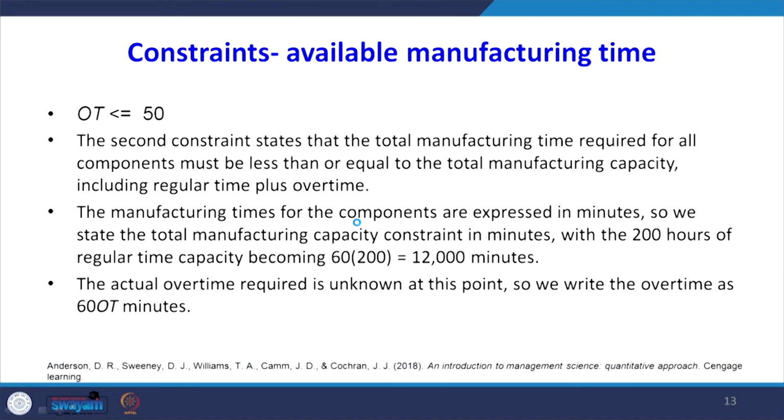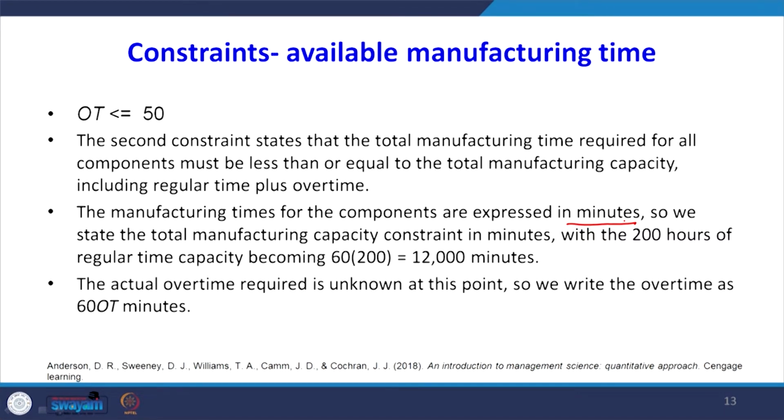What does this constraint say? That the total manufacturing time should not exceed your total manufacturing capacity, which includes your overtime also. The manufacturing times for components are expressed in minutes. You should be very careful about the table which I have shown previously, because those manufacturing time values are expressed in minutes. So, when you write the constraints, you have to make sure that both sides have the same unit.